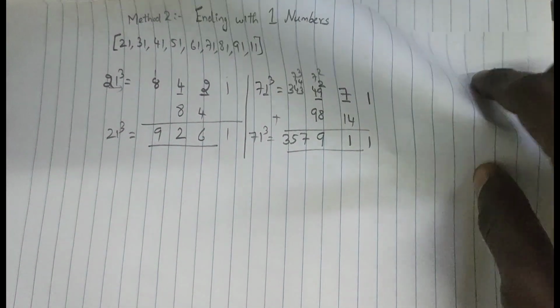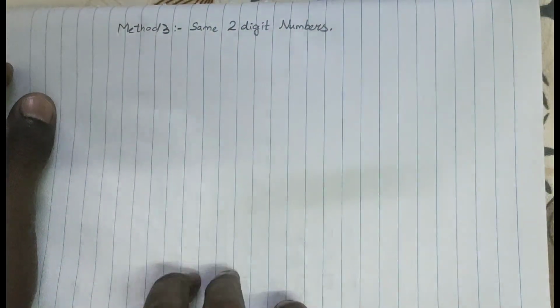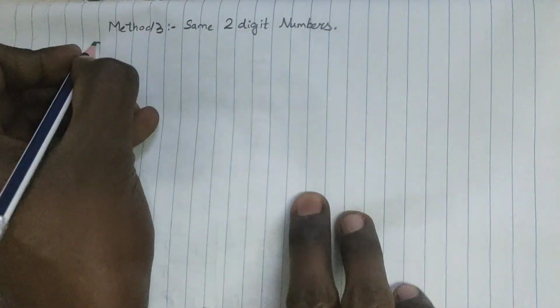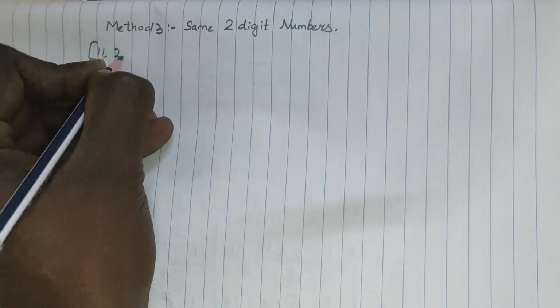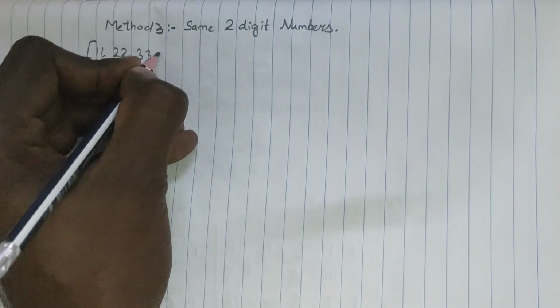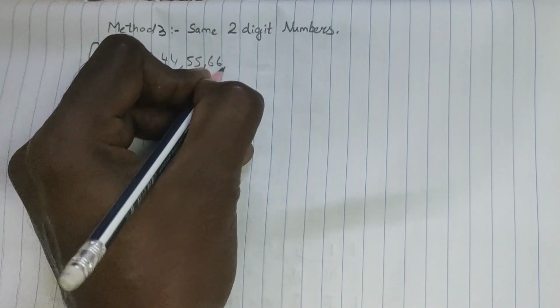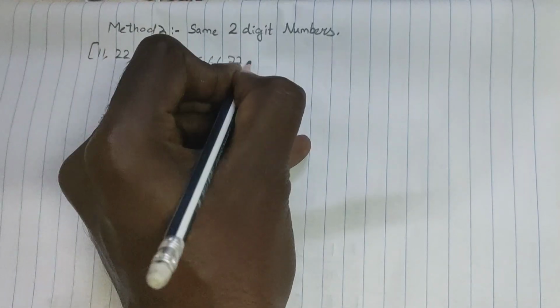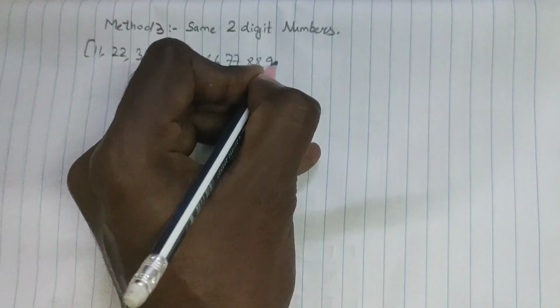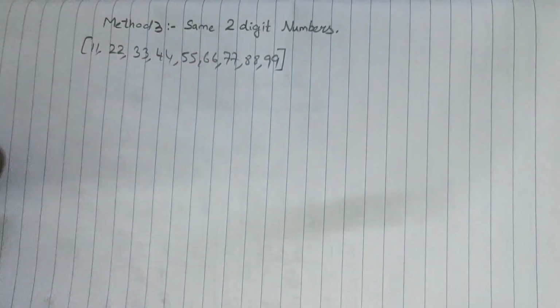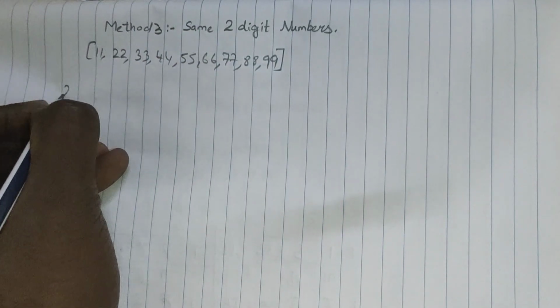Okay, now moving forward to the third method, that is method 3: same two-digit numbers like 11, 22, 33, 44, 55, 66, 77, 88, 99. Taking one example here, like 22 cube.